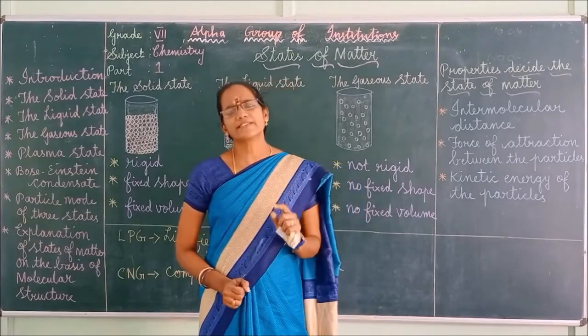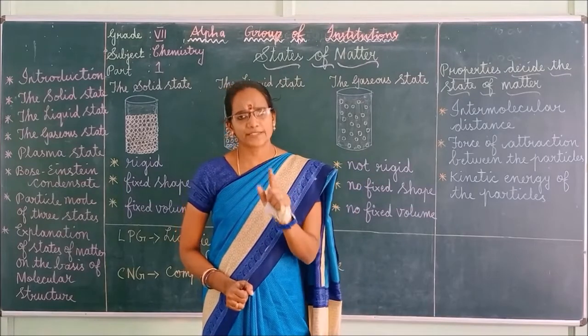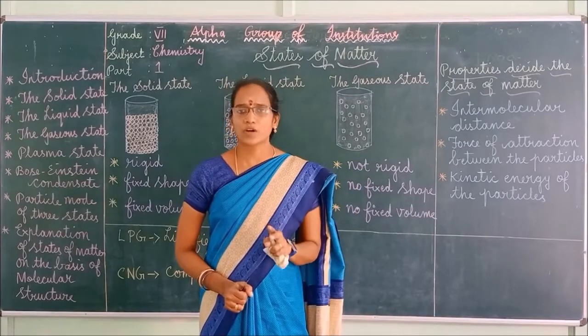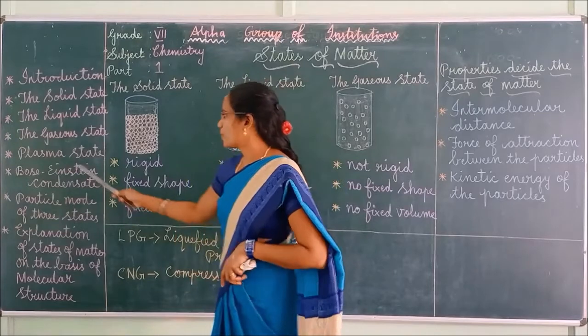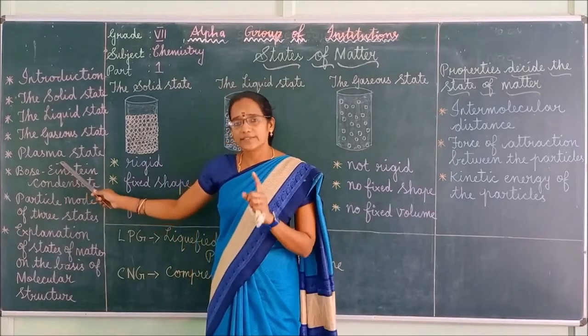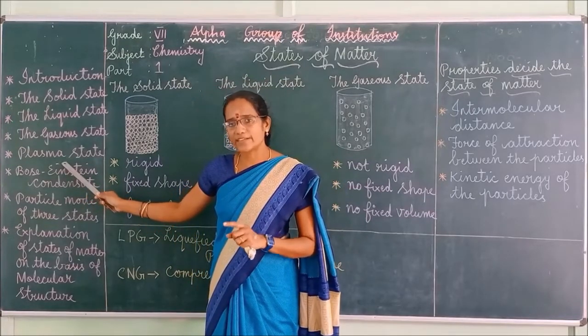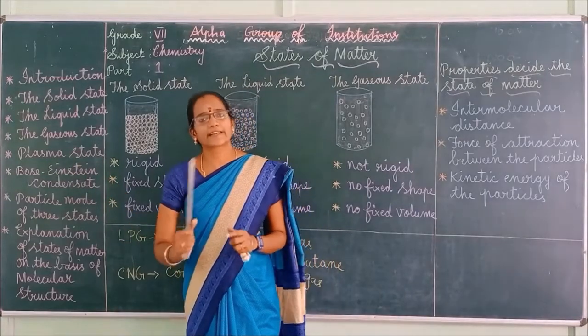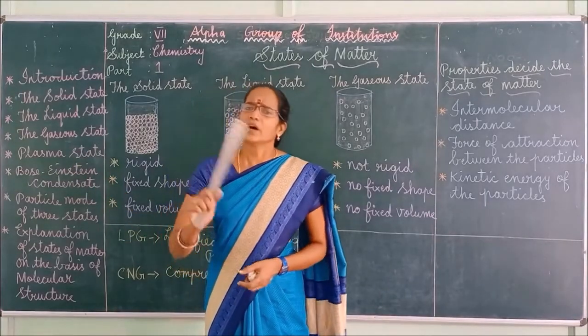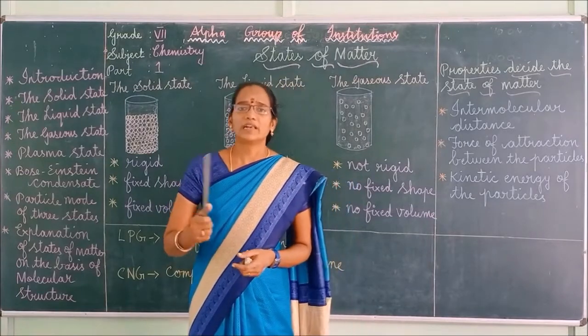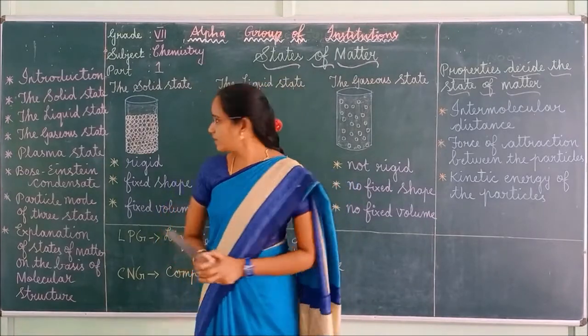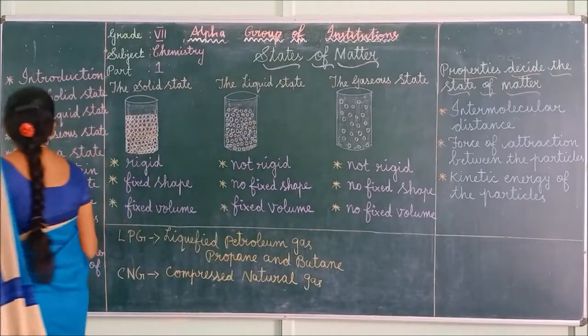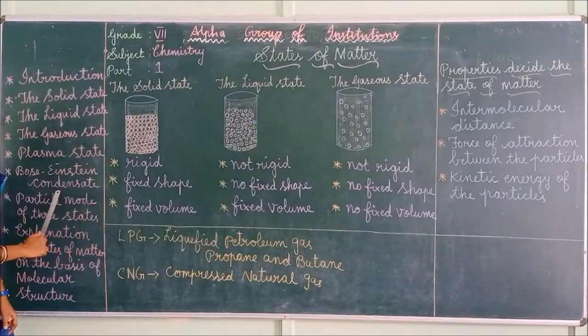The sun and the stars glow due to the presence of what? Plasma only, okay children. So the plasma state is often called the fourth state of matter. It consists of charged particles, hence it can conduct electricity, and plasma is found in lightning also. Got it children? Next we can move to Bose-Einstein condensate.